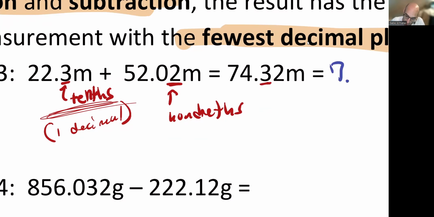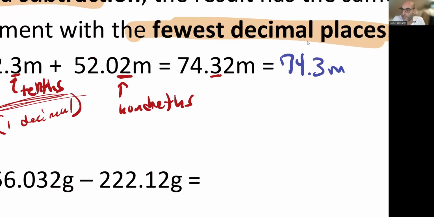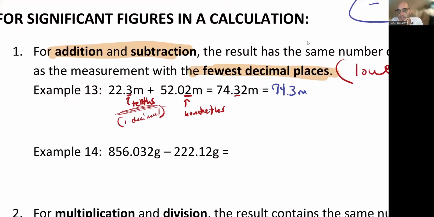So this becomes 74.3 because the 2 rounds up. Make sure we have the unit. 74.3 meters. Okay, so we always round up with that. Or I'm sorry, round down because we're rounding to that 3. So what about the next one?